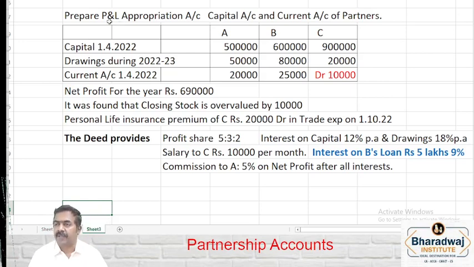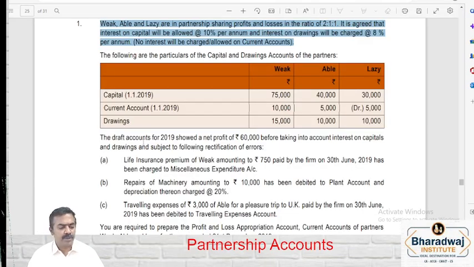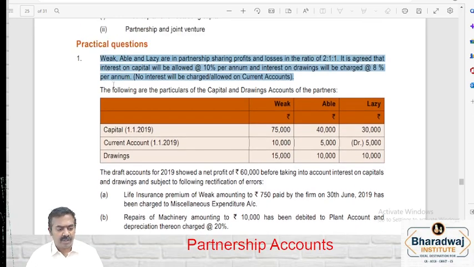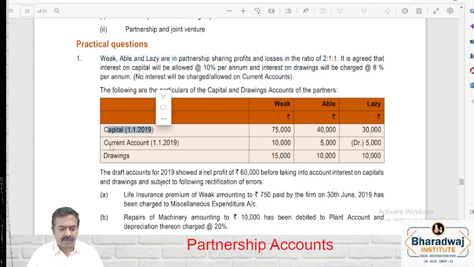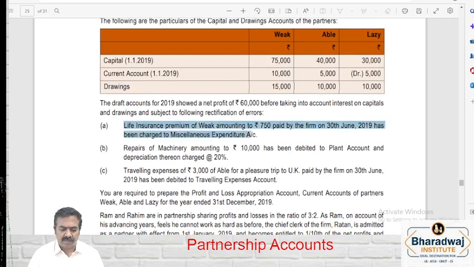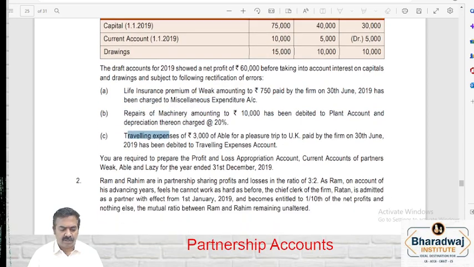This is one of the most repeated questions for about 10 marks in the exam. In the first chapter, basics, they asked a question, and it will be in this model. After this class, in your ICA material, you can find practical question number 1. Weak, Able, Lazy, like that, a problem will be there. Capital will be there, current account will be there, then what? Drawings will be there, and similar adjustments would have been given, like life insurance premium wrongly charged, repairs wrongly charged. Prepare P&L appropriation account and which one? Current account of the partners, like that, there would be a question.